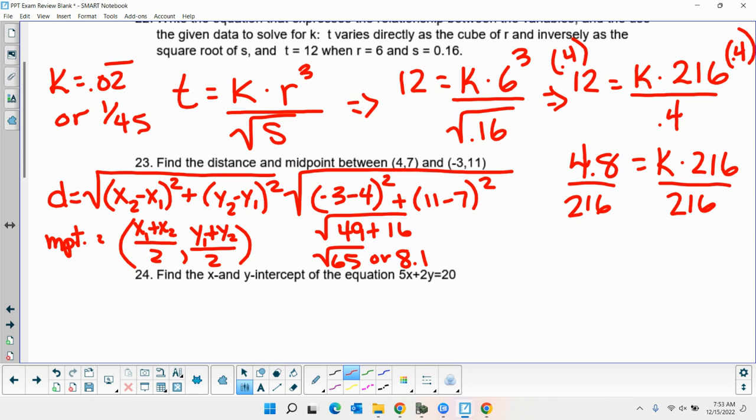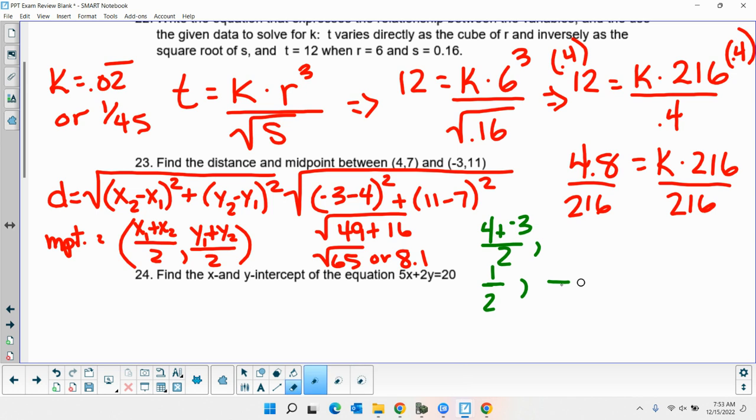And then the midpoint would be 4 plus negative 3 divided by 2, which would be 1/2, right? 4 plus negative 3 is 1. And what's that? 7 plus 11. Oh, that won't be a fraction. 7 plus 11, 18 divided by 2 would be 9. So 1/2, 9 would be the midpoint. Okay?